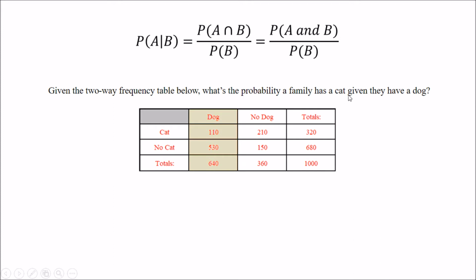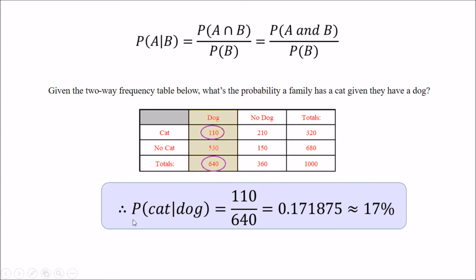Since we want the probability that a family has a cat given that they have a dog, we're only going to consider the dog people. How many of those have cats? Well, 110 do, out of the total of 640 dog families. Therefore, the probability of having a cat given you have a dog is 110 out of 640, or about 17%.